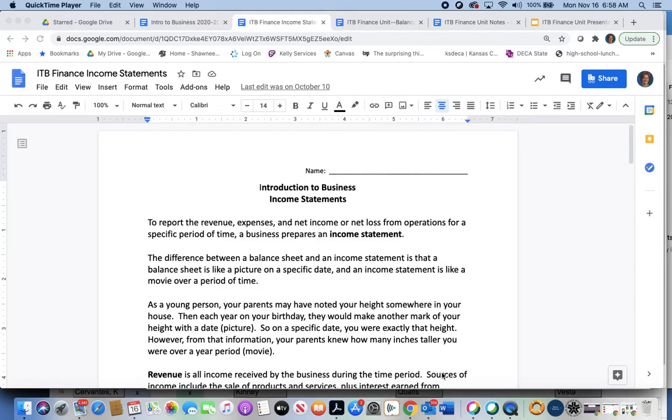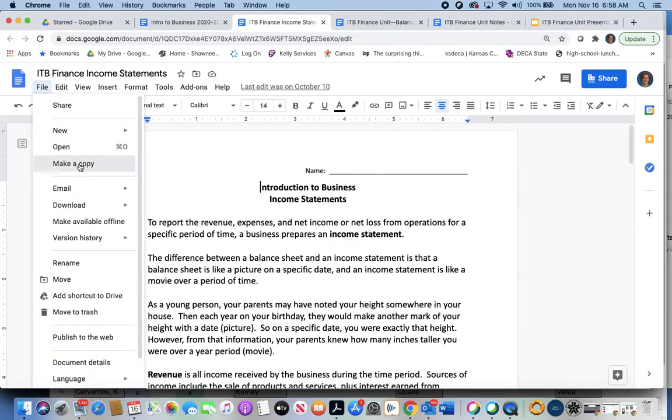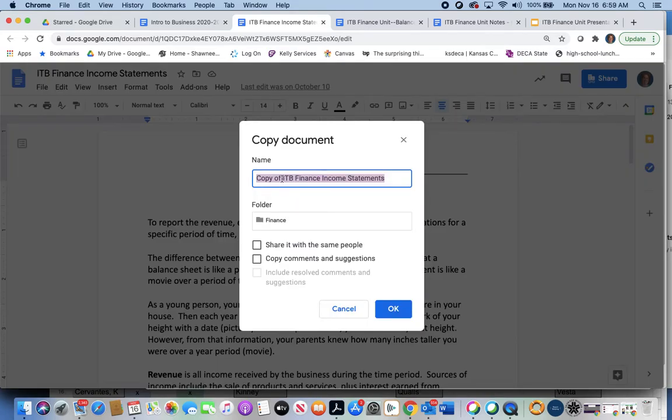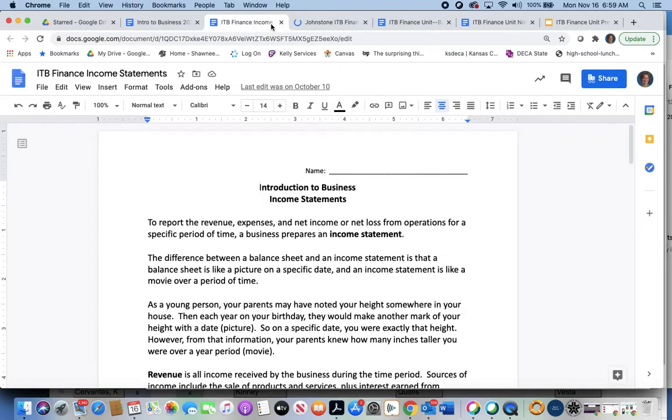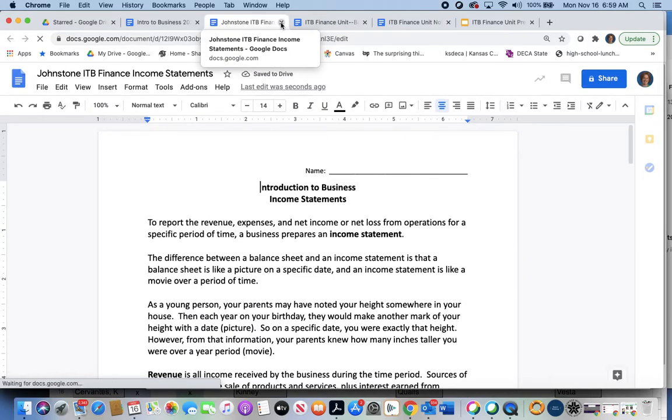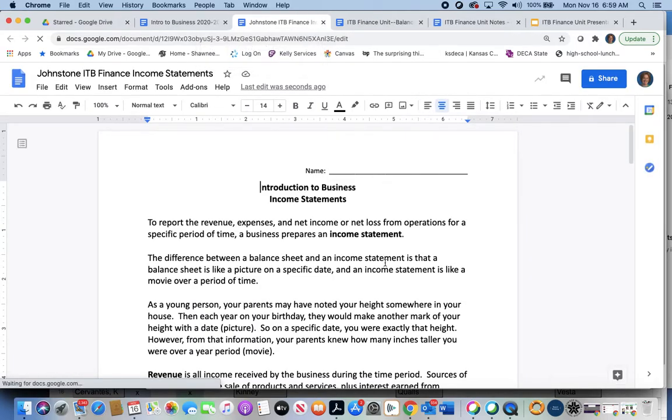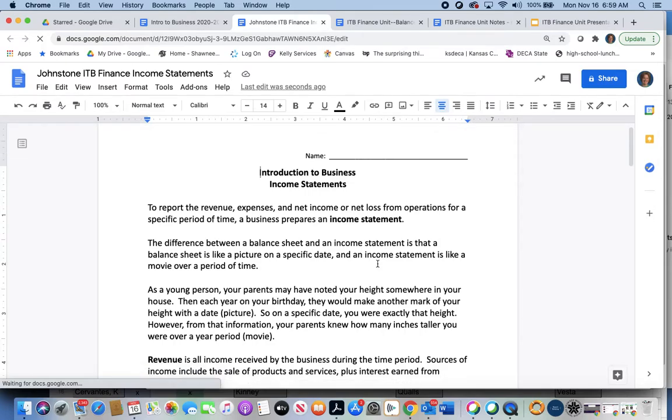So when you open this up from your to-do list, we are going to make a copy. So File, make a copy, and I'm going to take "copy of" out, and I'm going to put my last name in there. Okay? Just like that. Get rid of the original so I don't write on it. And I've got my copy.